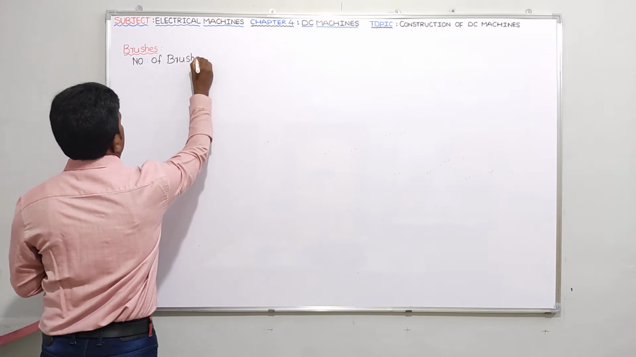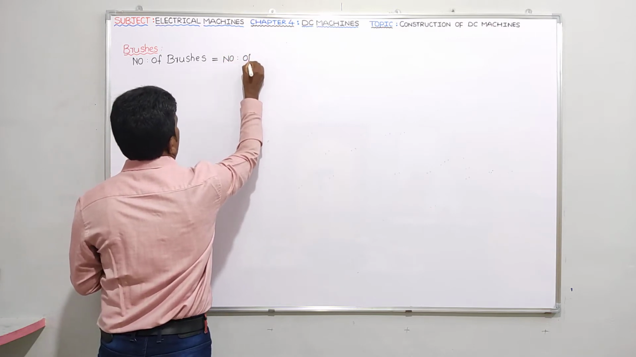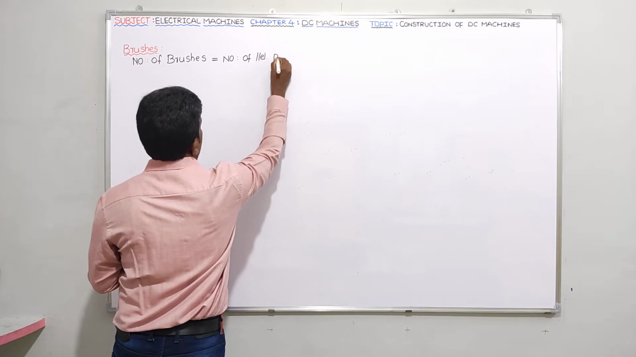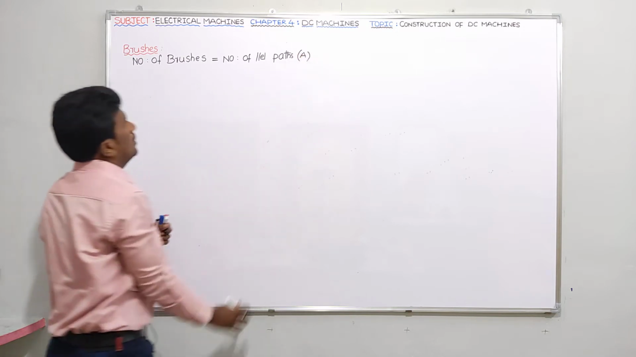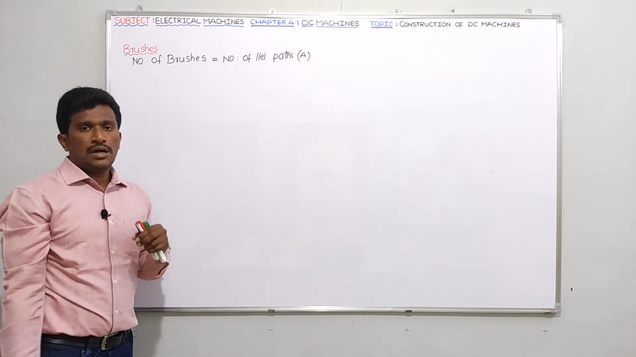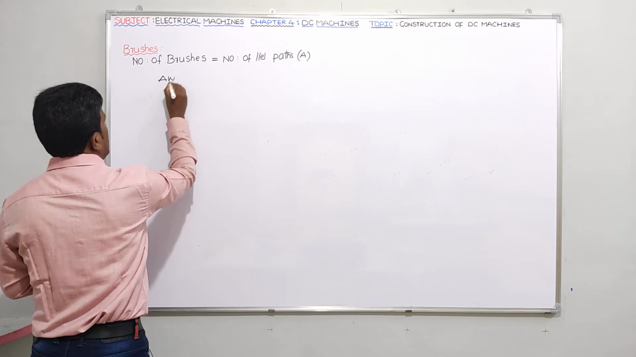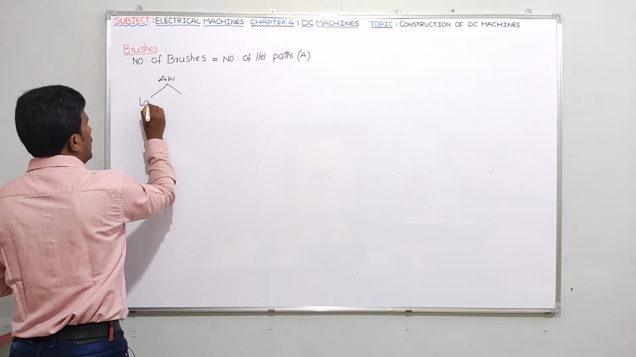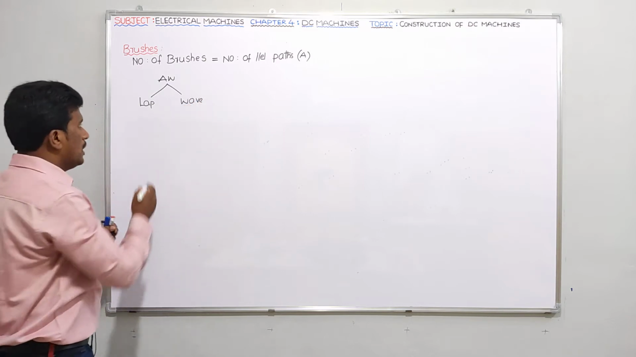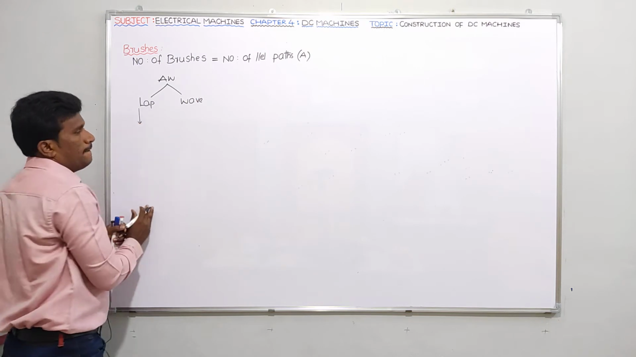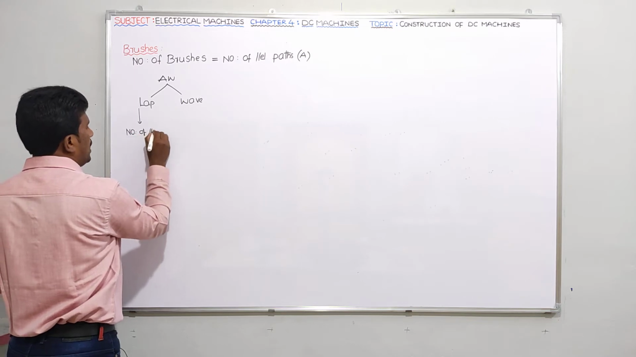Next guys, here the number of brushes is equal to what? What is the formula? Generally, the number of brushes equals the number of parallel paths. Let me represent the number of parallel paths with capital A. See, the number of parallel paths depends on the winding which we are using. For example, the armature winding may be lap winding and it may be wave winding also.